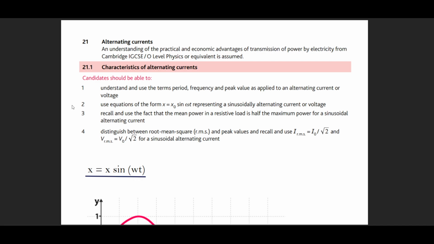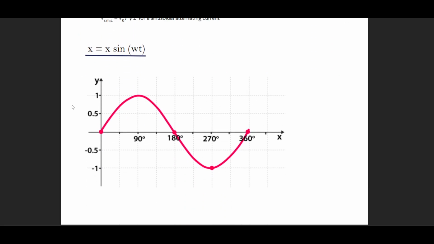So in this lesson, I'm just going to go through the questions. So we understand the term period, frequency, peak value, and the alternating current voltage. Let's find them out over here. So we have also done this in gravitation. We've also done this in oscillations as well. That is how to look at this equation.